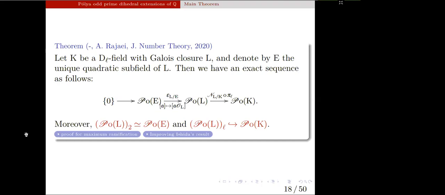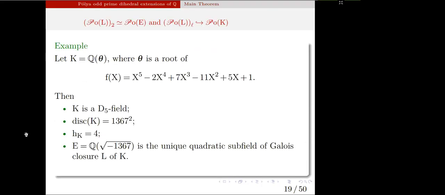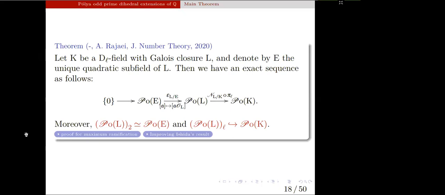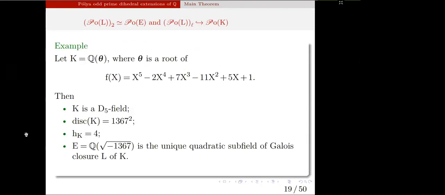And note that by the Zantema exact sequence, again, the Pólya group of L should be a 2l-torsion group, and so we can split this group as the direct sum of the 2-torsion subgroup and the l-torsion subgroup as well. Okay, before I talk about an interesting consequence of this theorem, let me give an example to be more clear on this subject.